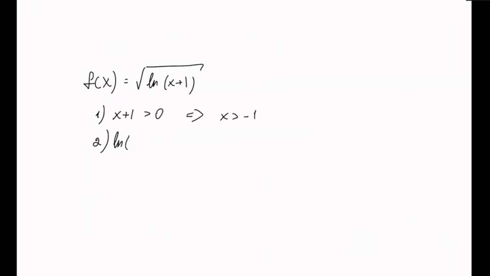Second, ln of x plus 1 must be non-negative for the square root to be defined. ln of x plus 1 greater than or equal to 0 means that x plus 1 should be greater than or equal to 1, so x should be greater than or equal to 0. Therefore, f is continuous on the interval from 0 to infinity.